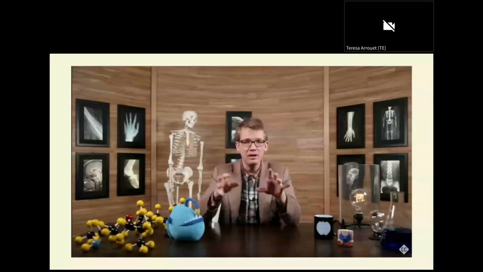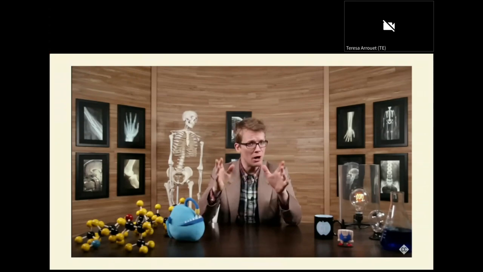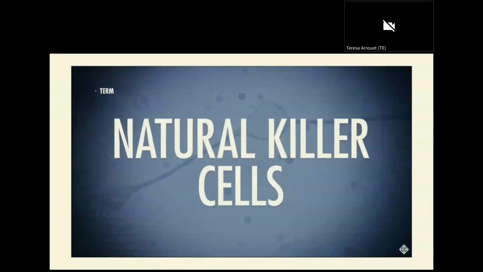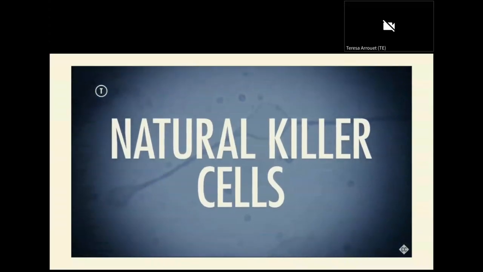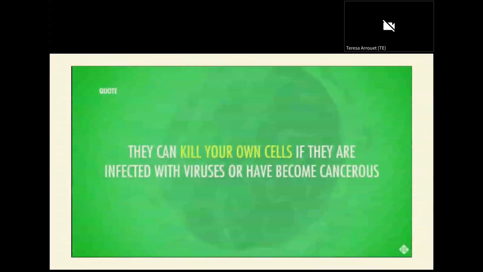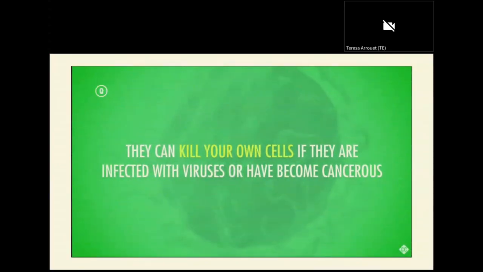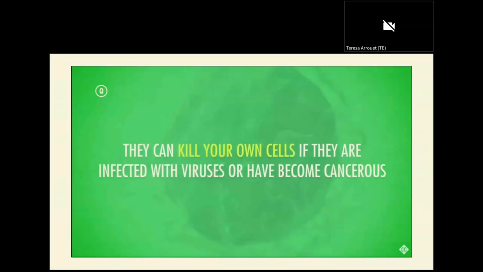But not all your defense cells are phagocytic. You've also got cells with what is by far the awesomest name of any cell in the body, the natural killer cells. You can call them NK cells if you want to, but like, why would you do that? Anyway, these tiny assassins patrol your blood and lymph looking for abnormal cells and are unique in that they can kill your own cells if they are infected with viruses or have become cancerous.